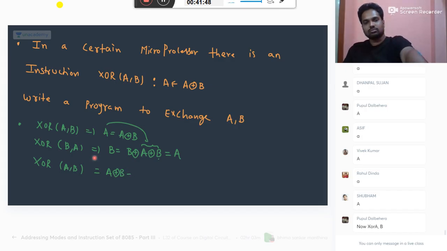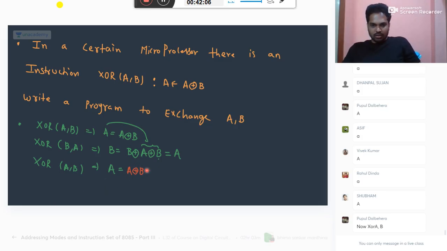This is what we call swap or exchange without using a third variable. Only using A and B, we are able to do this job.